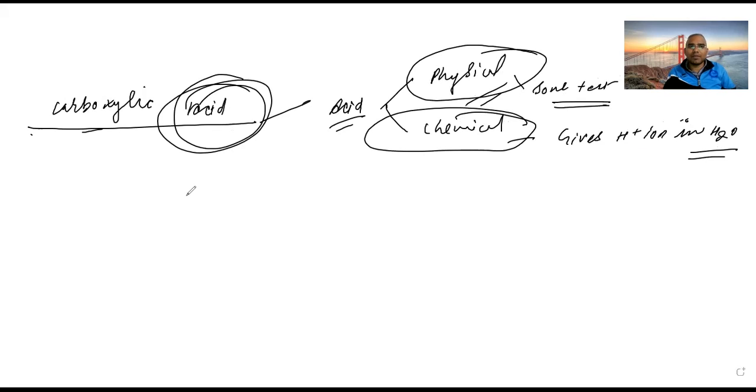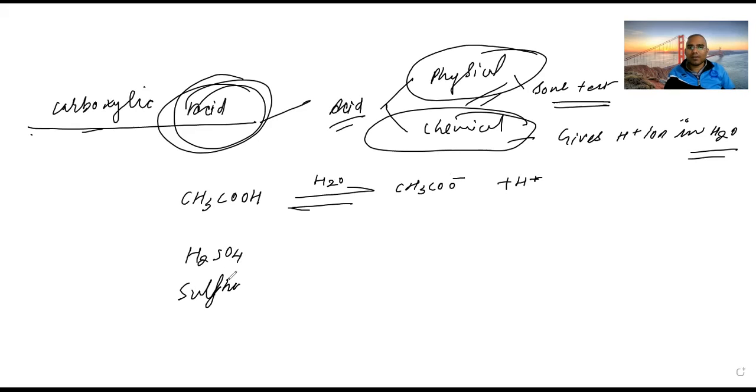For example, if I am talking about CH3COOH and you let it dissolve in water, it is going to give the acetate ion, CH3COO minus, and it is going to give H plus ion. Similarly, have you heard the name of sulfuric acid? Sulfuric acid is also giving H plus ion, plus HSO4 minus ion.